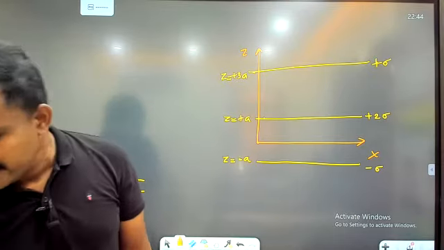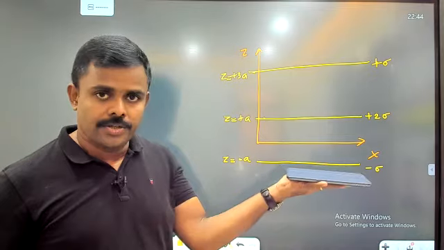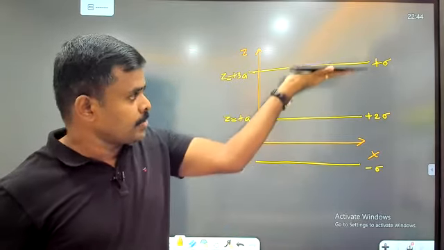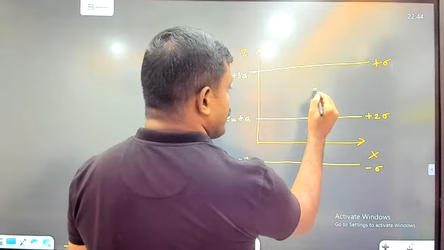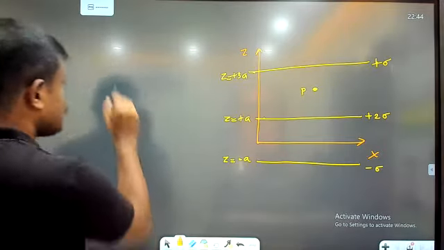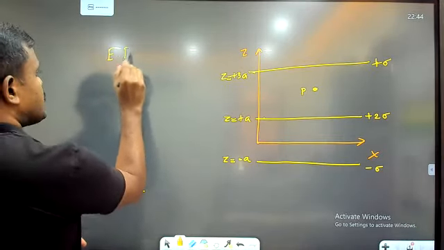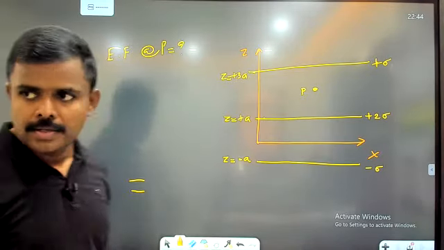So how are the sheets kept? Sheets are kept in this orientation. Now this is sheet number 1, sheet number 2, sheet number 3. So let us put the signs on them. I need to find the field here at P. The question is to find the electric field at P. That is the question. Electric field at P is what?